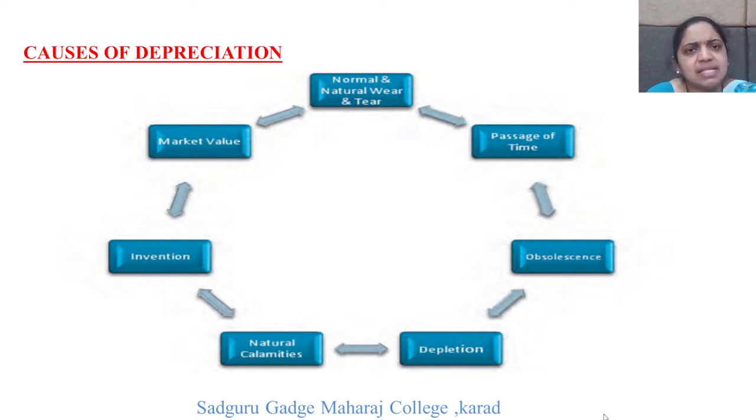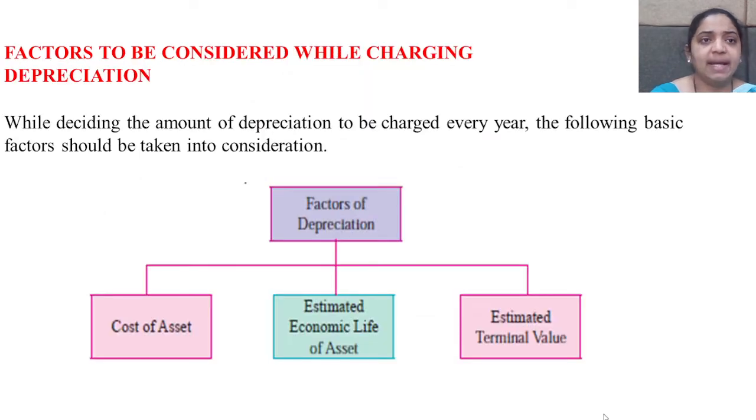Market value of an asset goes on changing according to the prevailing conditions. Hence, depreciation also changes. When market value of an asset decreases as compared to its cost, it causes depreciation on it. So, in this way, the 7 points were there due to which we come to know about the causes of depreciation. Okay, further we'll move ahead and we will see factors to be considered while charging depreciation.